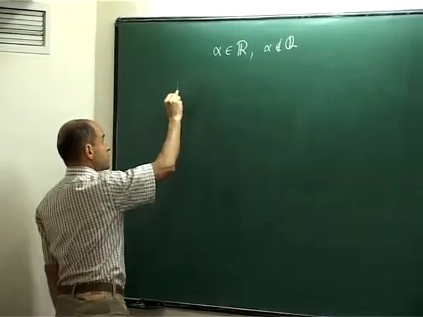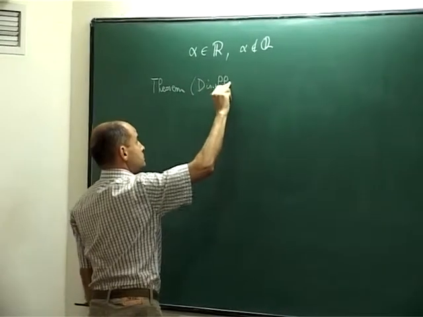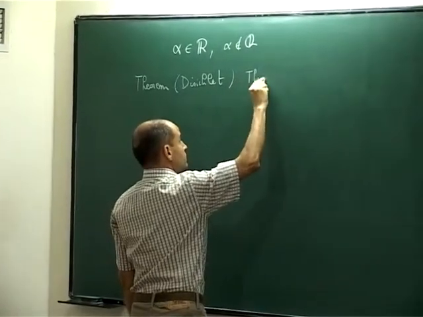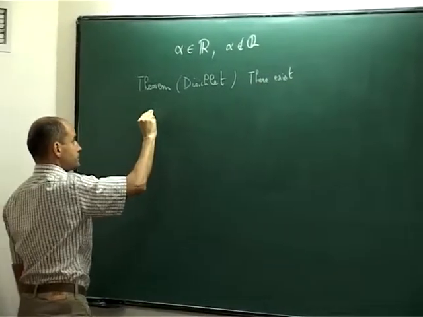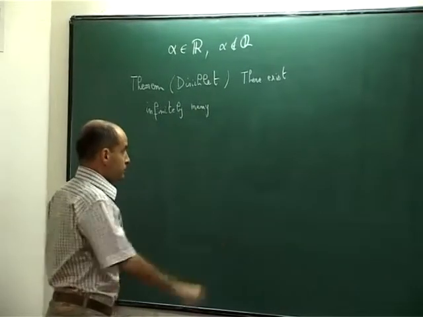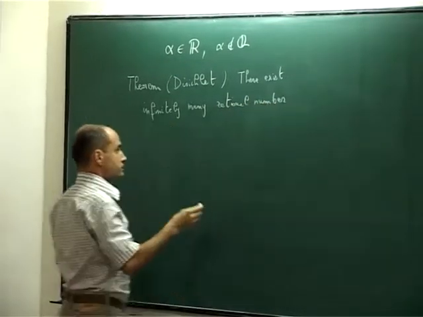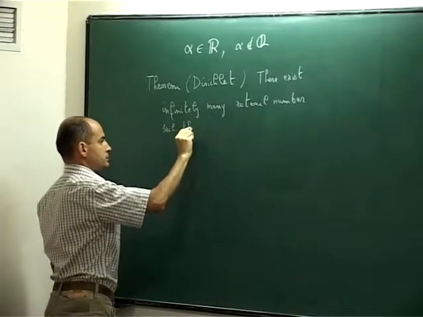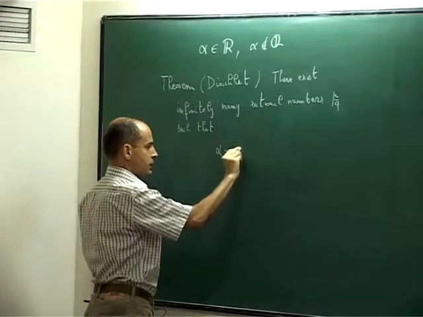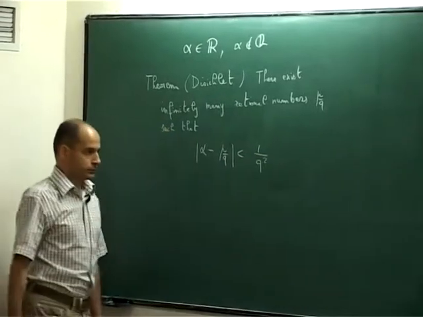And there is a theorem due to Dirichlet, which states that there exist infinitely many rational numbers p over q such that the difference alpha minus p over q is less than 1 over the square of the denominator.